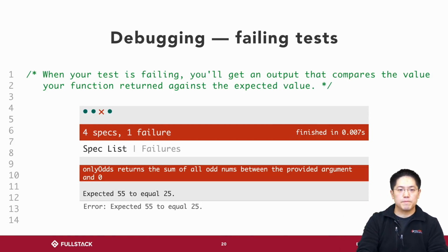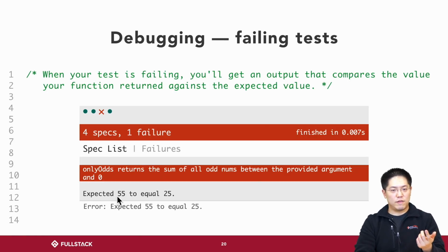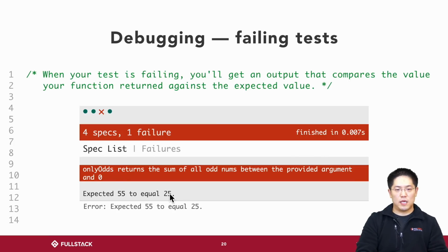So when your test is failing, you'll get an output here that compares the value that your function returned against the expected value, right? So what this is saying is that I expected what you gave me, which is 55, to equal 25, what the test said. And if you read up here, it says only odds returns the sum of all odd numbers between the provided argument and 0, right? So your function gave me back 55, I expected 25.